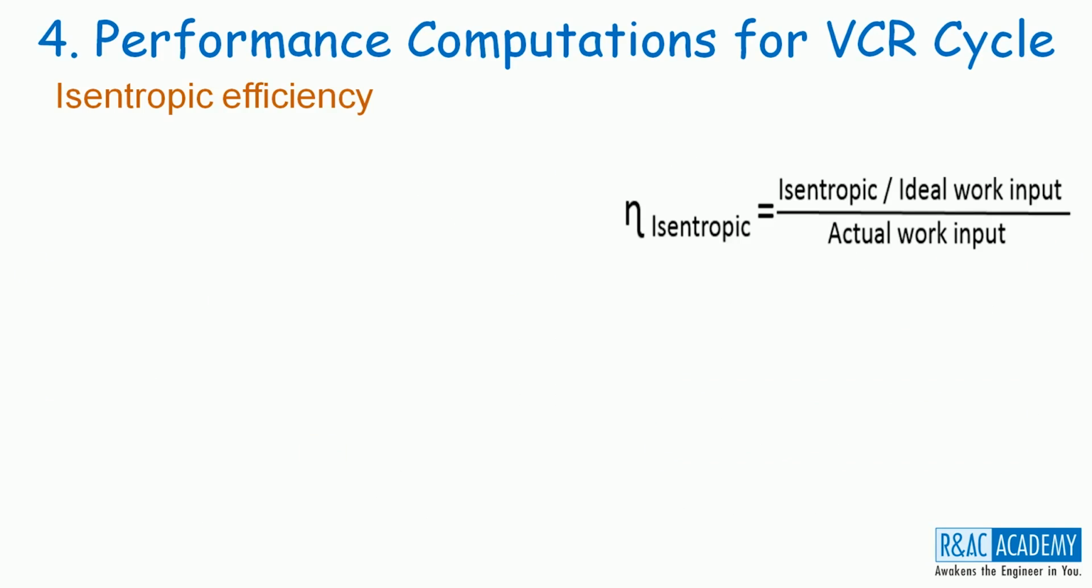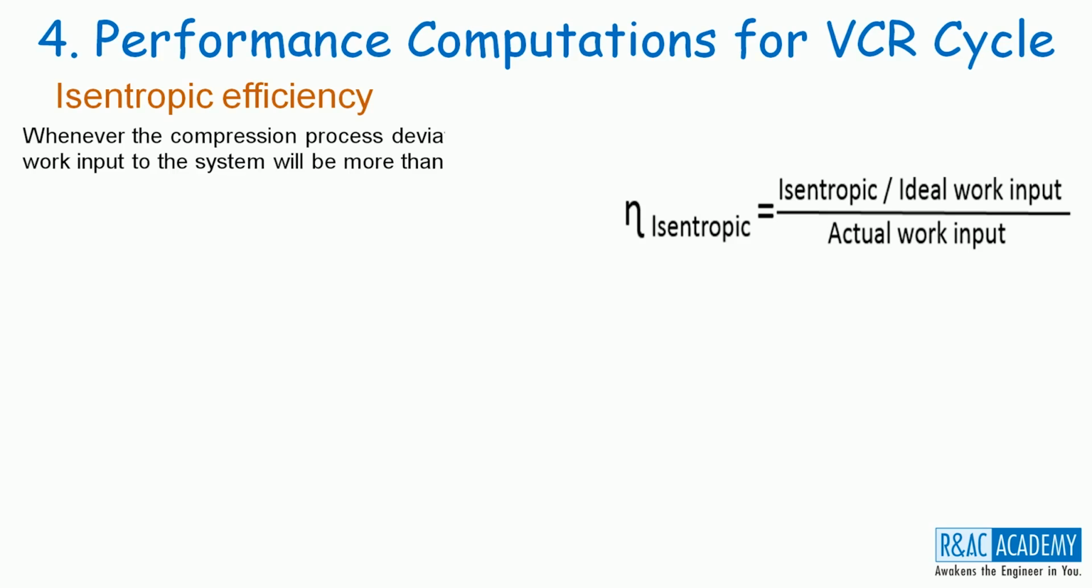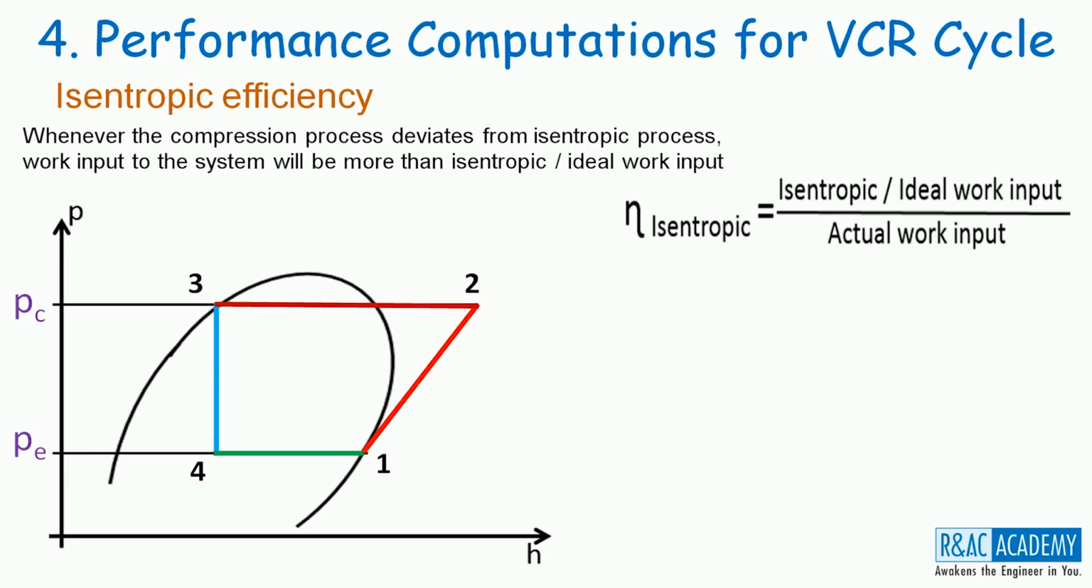Next, isentropic efficiency. What is isentropic efficiency? It is the ratio of isentropic work input to actual work input. How are these two terms different? Whenever the compression process happens isentropically, then the work input needed to the cycle would be the minimum. But whenever the compression process deviates from isentropic process, then the work input needed to that cycle would be higher. Let us understand this phenomenon using pH diagram.